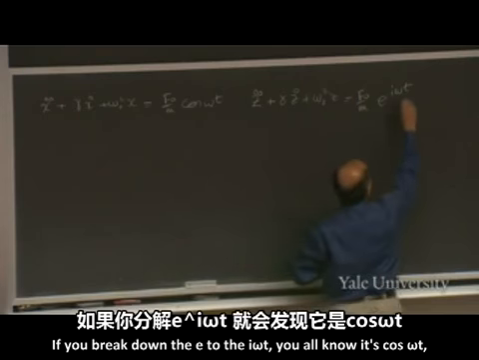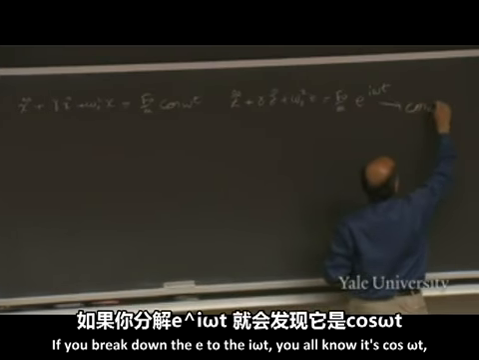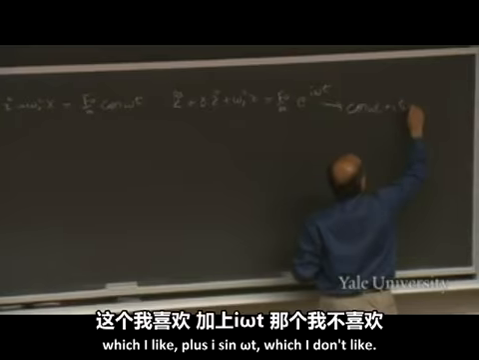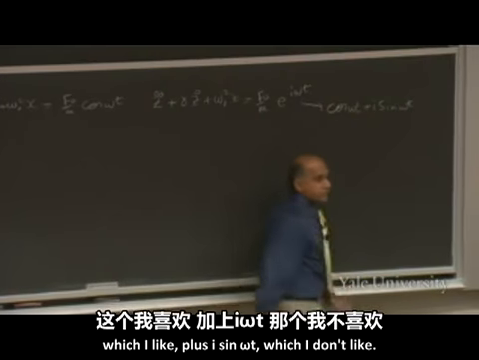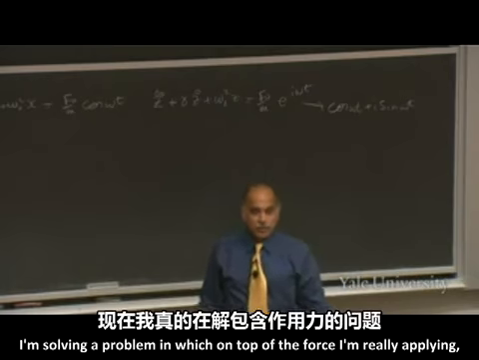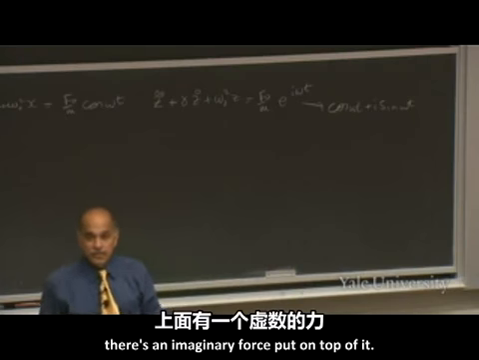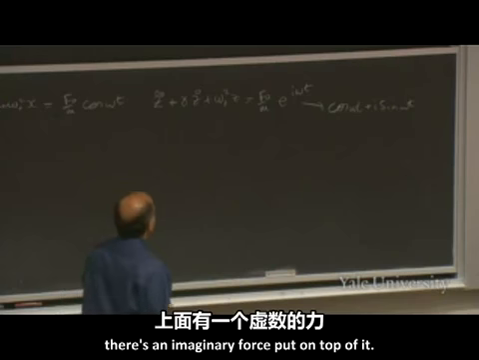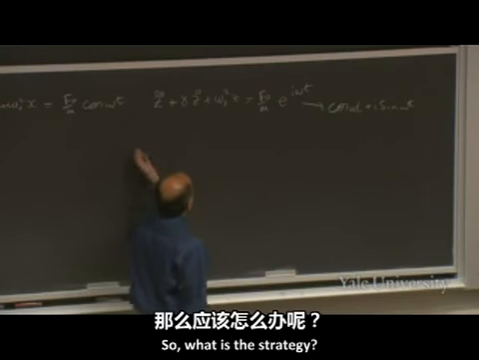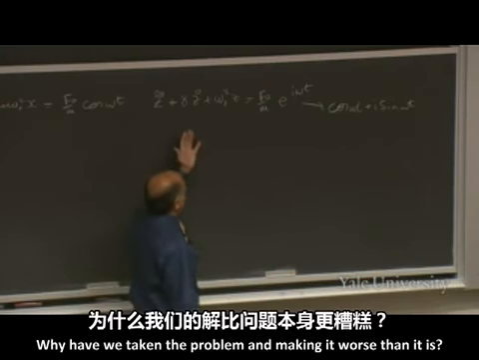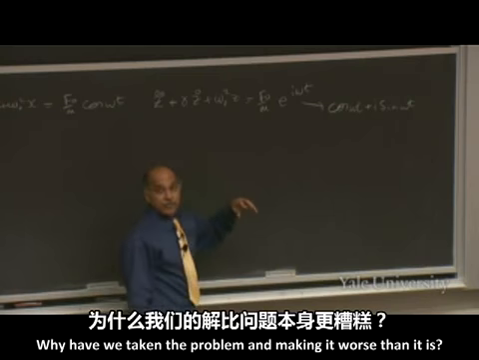If you break down the e to the i omega t, you all know it's cos omega t, which I like, plus i sine omega t, which I don't like. So I'm solving a problem in which on top of the force I'm really applying, there's an imaginary force put on top of it. So what is the strategy? Why are we taking the problem and making it worse than it is? Because we have a strategy.